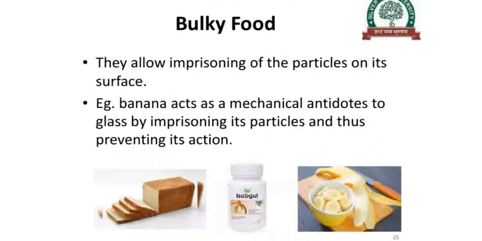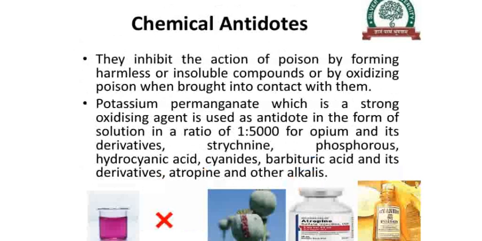body as such. Now, chemical antidotes inhibit the action of poison by forming harmless or insoluble compounds. So it is a chemical reaction that happens, and the product of this chemical reaction will make the initial poison ineffective. For example, potassium permanganate, which is a strong oxidizing agent.